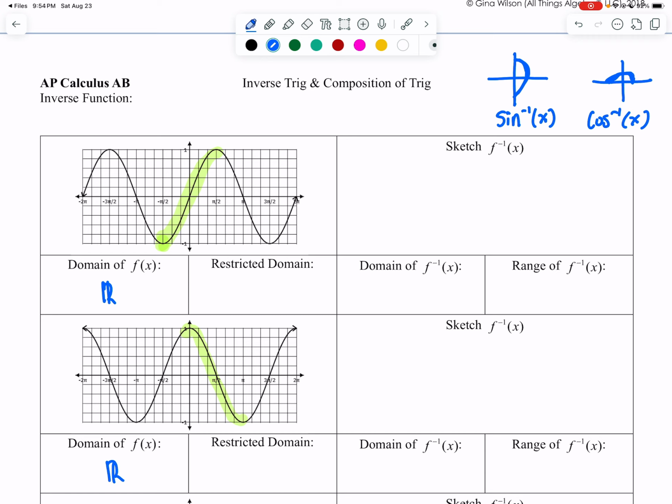And then for tangent, it's basically the same thing as sine, except we don't include negative pi over 2 and pi over 2, so also make note of that. Looking at my sine function, my restricted domain is going to be from negative pi over 2 to pi over 2. Whenever we sketch inverse sine and find the domain and range, remember that the domain of inverse sine is going to be my range here, so that's going to be from negative 1 to 1. And then my range for inverse sine should be my restricted domain of negative pi over 2 to pi over 2.